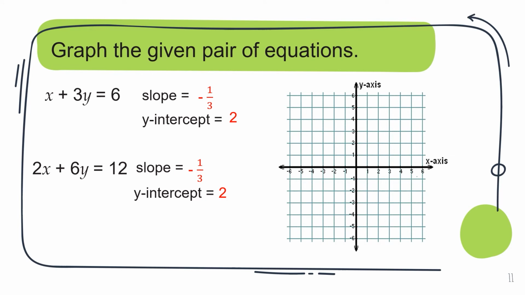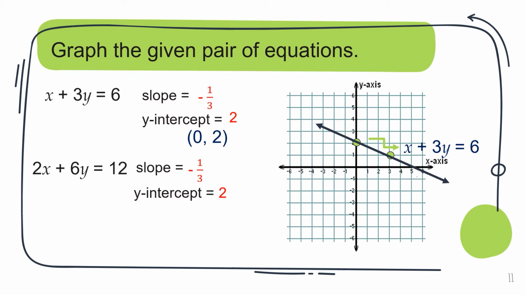For x plus 3y is equal to 6, we're going to use the point (0, 2) because the y-intercept is 2 and that is located along the y-axis. For the second point, we have to consider the slope, which is negative 1/3. Rise is negative 1, that is downward, and the run is positive 3, which is going to the right. The second point is located at (3, 1). Connecting the points, this will now be the graph of x plus 3y is equal to 6.